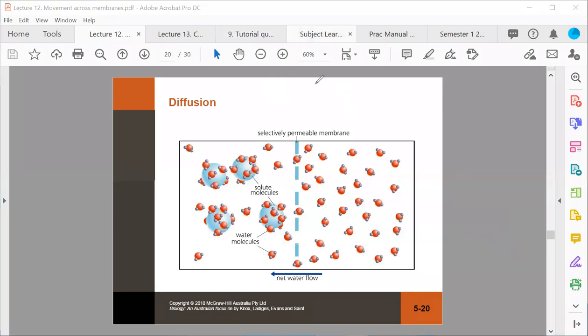I hit the wrong thing there. Can everyone see the slide still? Oh, good. All right, because I hit stop share by accident.